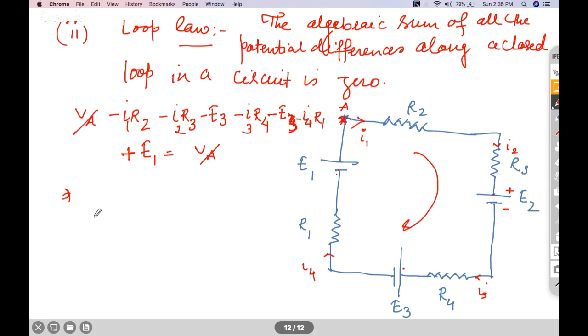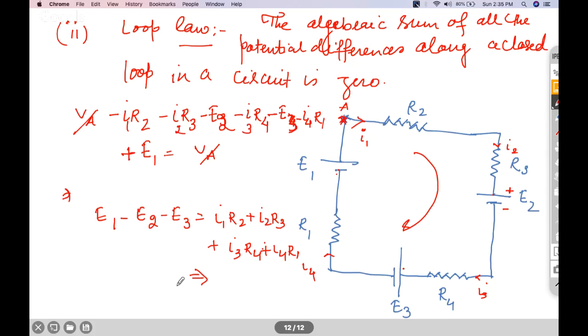You can write like this: E1 minus, one second, this would be E2. E1 minus E2 minus E3 is equal to I1 R2 plus I2 R3 plus I3 R4 plus I4 R1, and likewise. So that's how Kirchhoff's loop law is applied in a particular circuit. Is it okay?